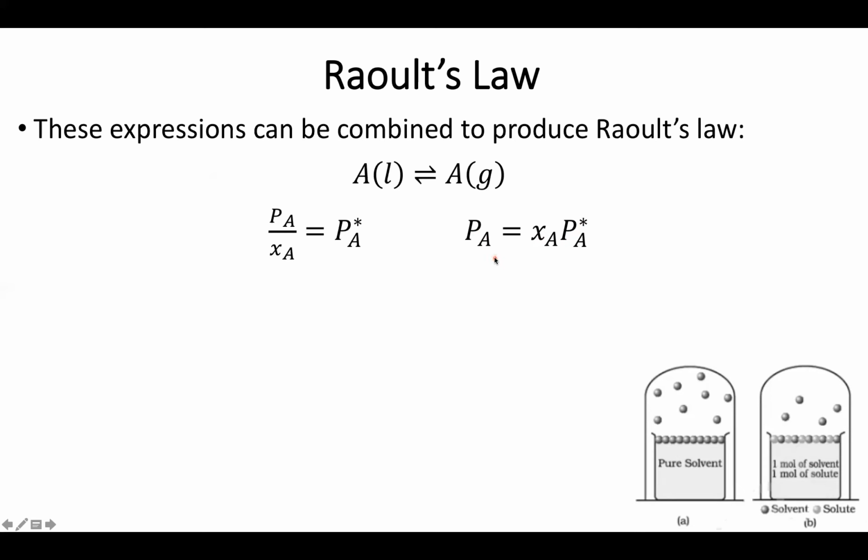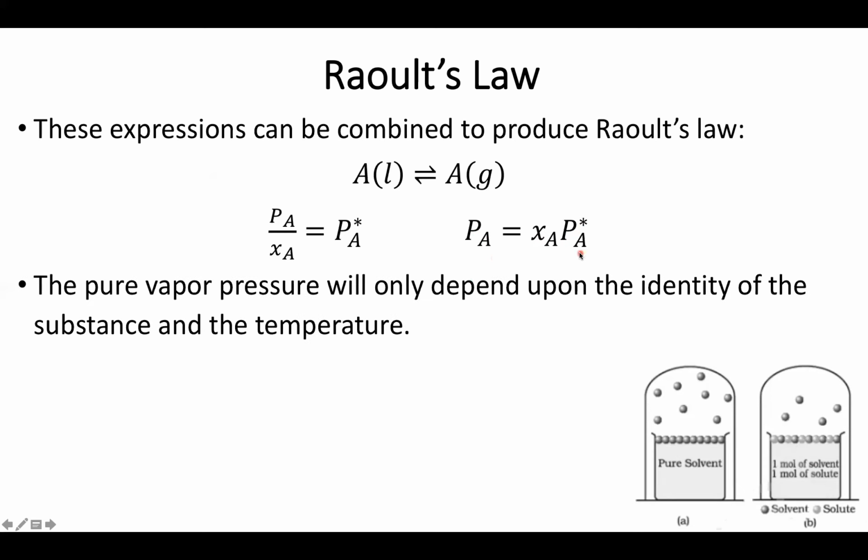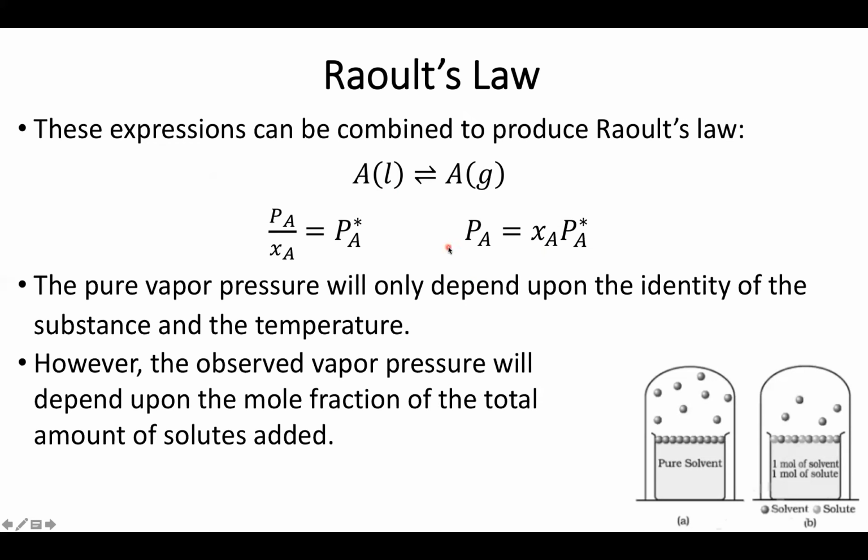And what we're going to note here is that our pure vapor pressure is only going to depend on 2 things: the identity of the substance and the temperature. Identity of the substance will change the Gibbs free energy of the reaction. And because, as we've seen previously, this reaction is dependent on entropy, it will change with temperature as well. So this ends up giving us a way to calculate the vapor pressure, again, with a changing concentration of a mixture. And again, we're going to see the observed vapor pressure is only going to depend upon essentially the identity, temperature, so that pure vapor pressure, and the total amount of solute added.